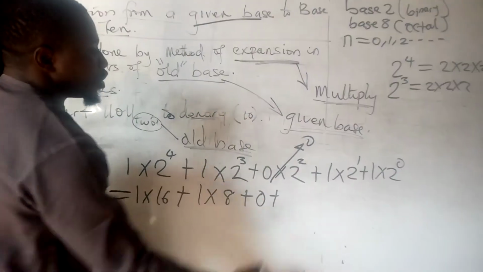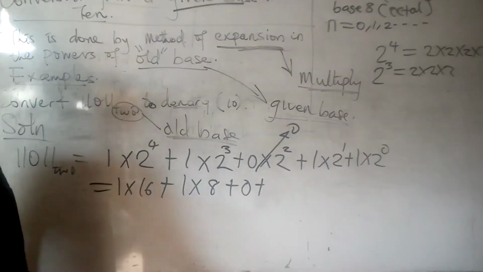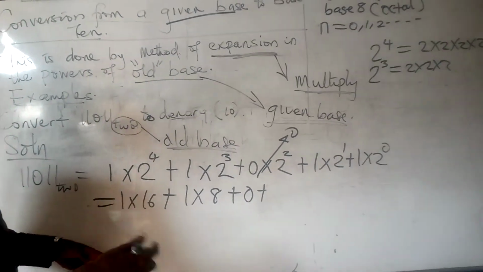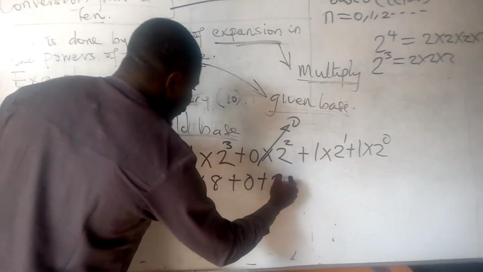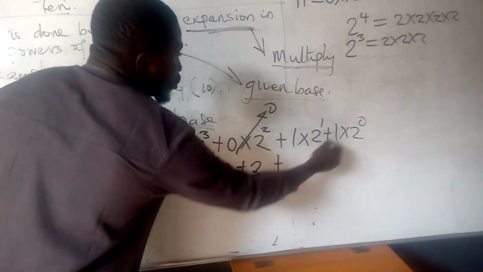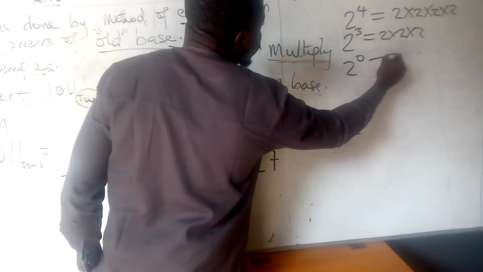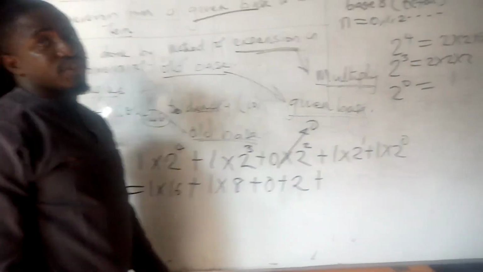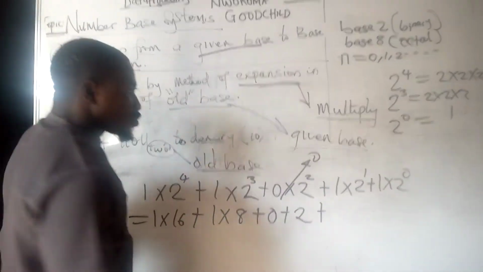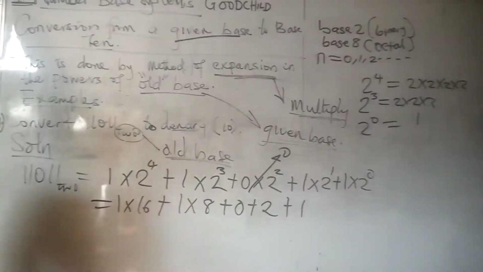The next one we have is 2 raised to the power 1. And anything raised to the power 1 in mathematics, we say it's still itself. So we are going to have 2 here, plus 2 raised to the power 0 is equal to 1. According to the law of indices, we are going to have 1 there. So here is going to give us 1.